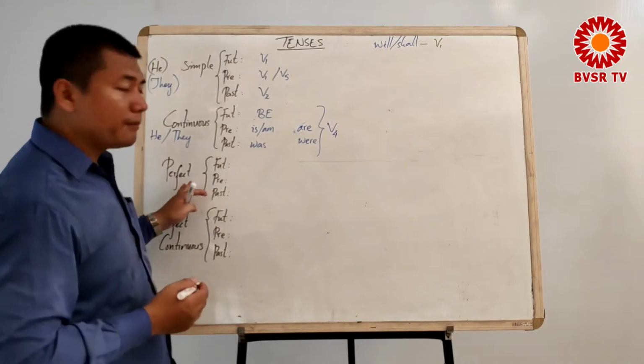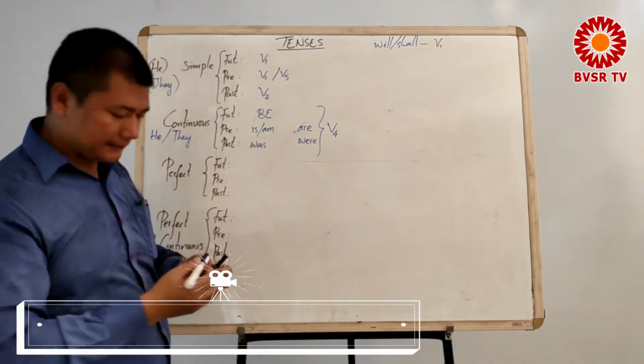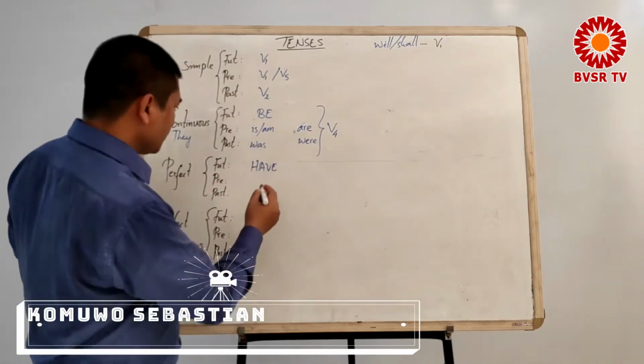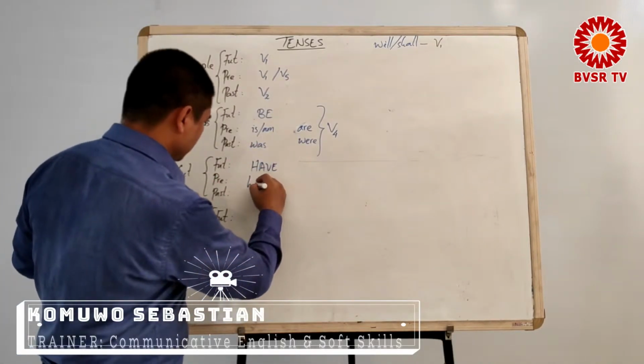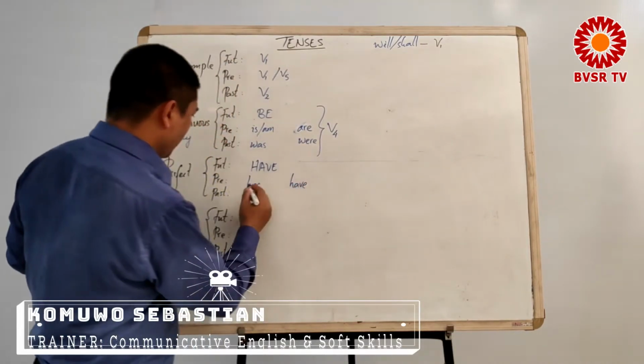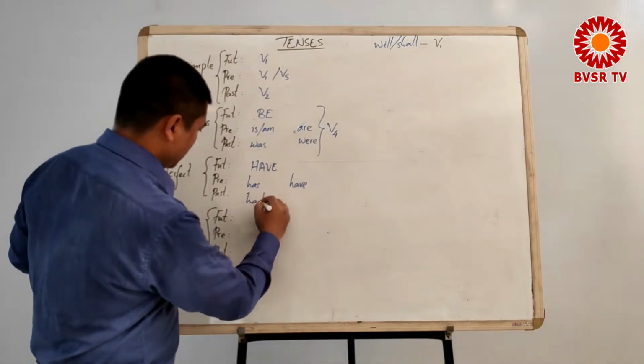Now let us learn perfect tenses. We use the have family for the perfect tense. So we'll write here, we have. What is the singular of have? Has. What is the plural of have? It will be just have. And what is the past of has and have? Both together it is had.